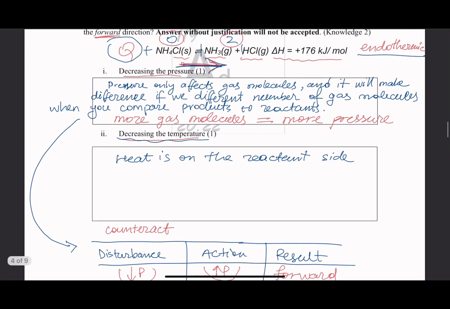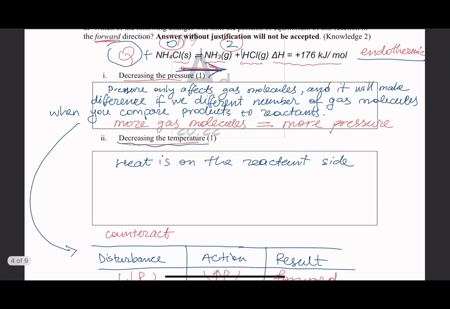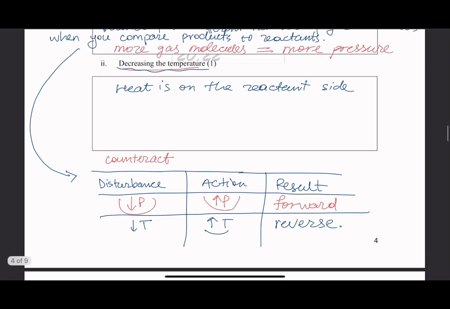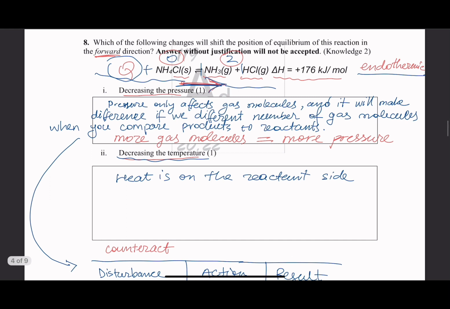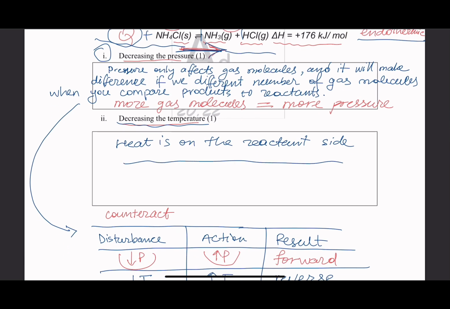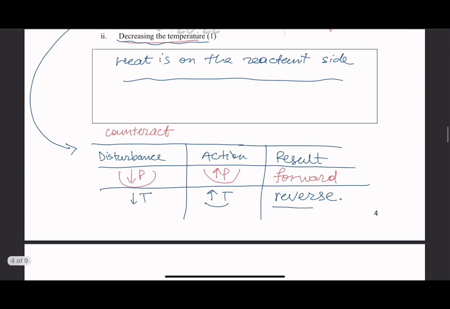So in order to increase the temperature, which side will I go, left or right? There is no heat on the right side, but if I go left, I will increase the temperature. So in order to increase the temperature, I will go reverse. That's why we choose one of these, and we need to explain why decreasing the temperature makes the reaction go in the reverse direction.